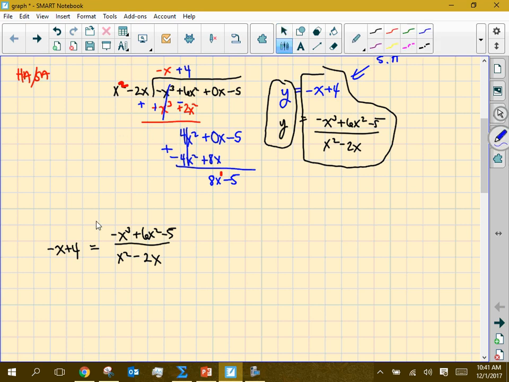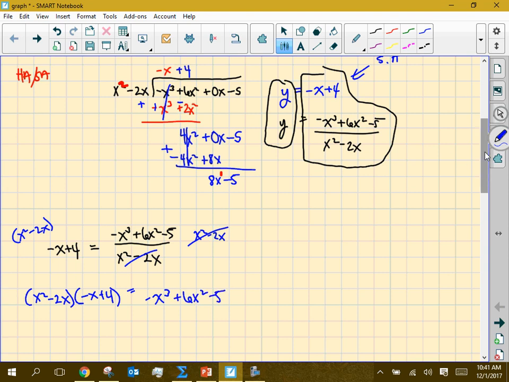As we go through this, you saw a couple of examples in class where the algebra might present new ideas. If I start multiplying by the LCD here, so x squared minus 2x, that's going to cancel and cancel. Come over here and do that, x squared minus 2x. The new algebra tells me that I essentially have x squared minus 2x times negative x plus 4 equals negative x cubed plus 6x squared minus 5.